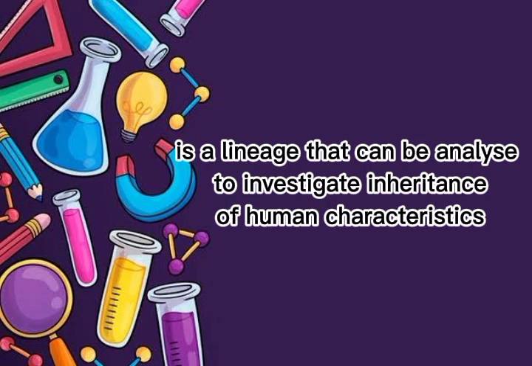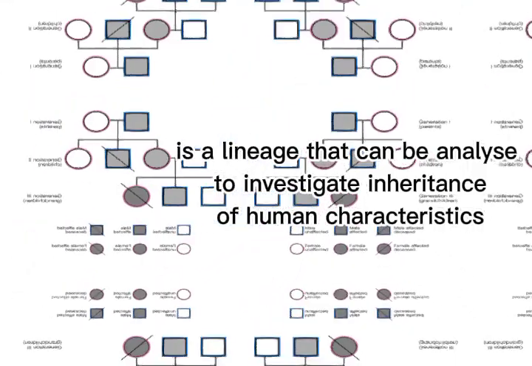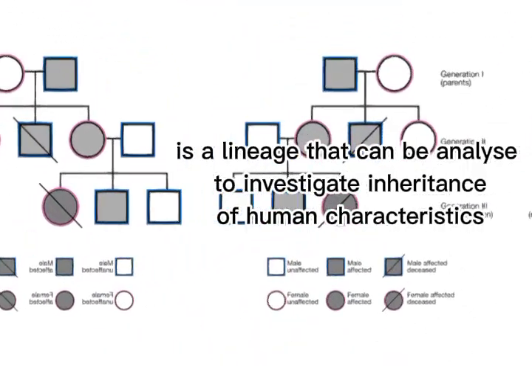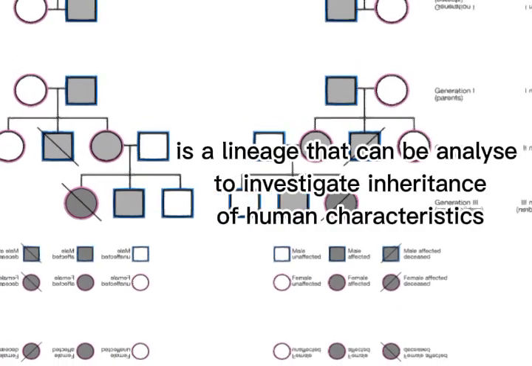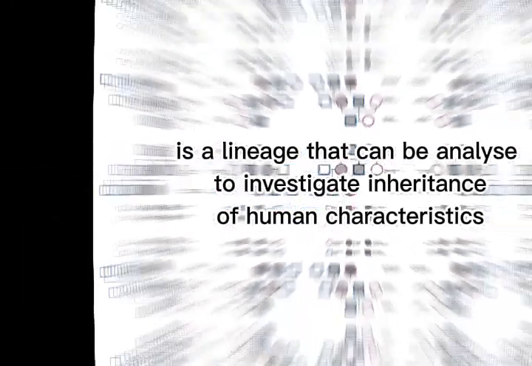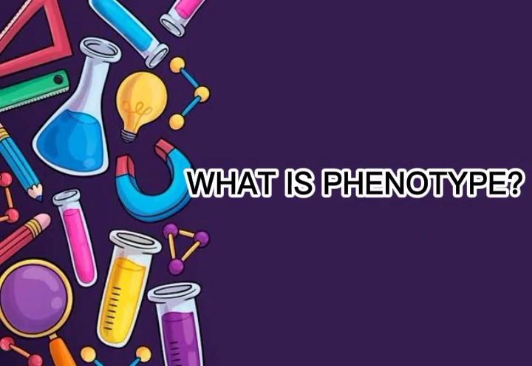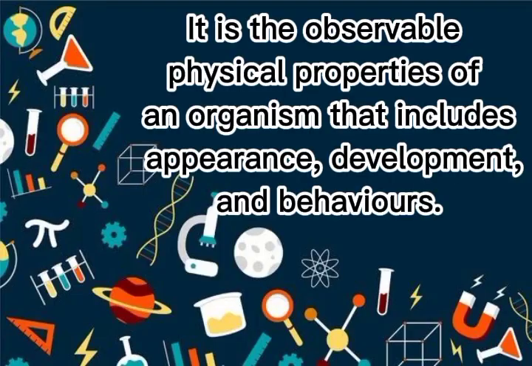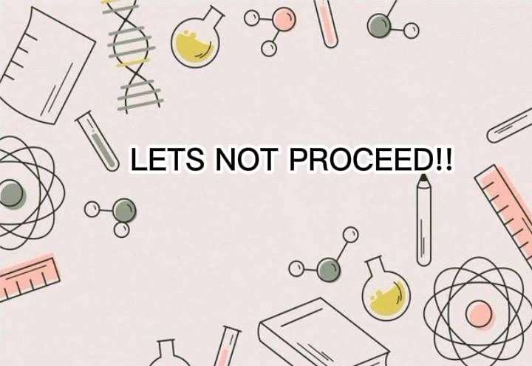It is like a flowchart through new generations to show ancestral relationships and the inheritance from our ancestors to the present generation. So with this, what is a phenotype? A phenotype is the observable physical properties of an organism that includes appearance, development, and behaviors. So I already discussed what a family pedigree and a phenotype are. Then we will proceed to the discussion of my family pedigree.